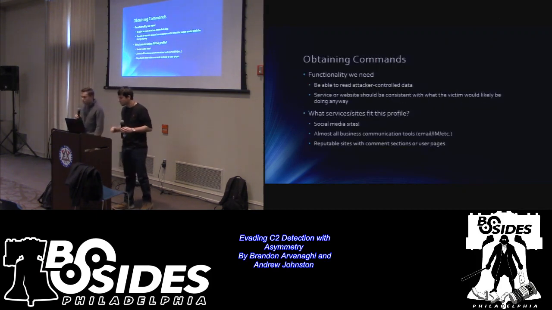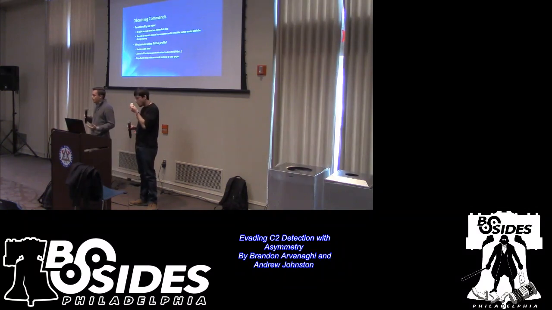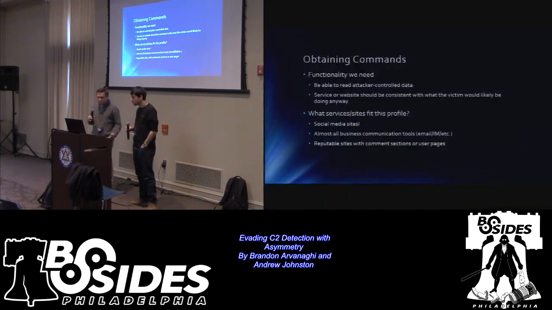So the first part of the C2 cycle is obtaining commands. This is by far the easiest to do in an asymmetric way, something that people are really doing anyway, right? It should be able to blend in with what an average person might do over the course of a workday. So what kind of things fit this profile?